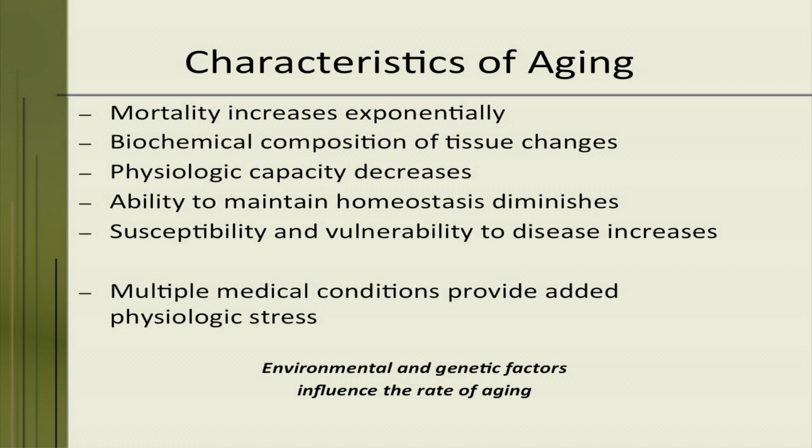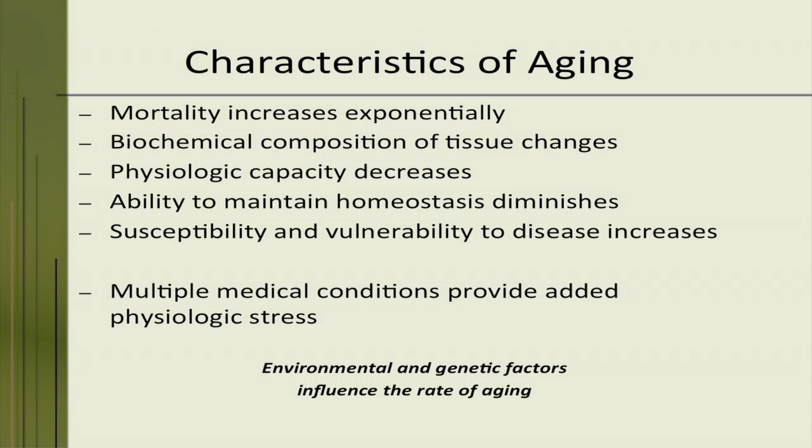Let's look at some characteristics of aging. None of us are getting out of here alive. We know that mortality increases exponentially as one ages. There are many biochemical composition changes in the tissue. Physiological capacity decreases. Our ability to maintain homeostasis diminishes. And we're more susceptible and vulnerable to disease as our age increases. On top of that, multiple medical conditions or multiple comorbidities provide added physiological stress to the aging body.